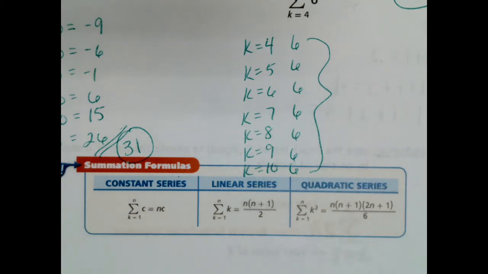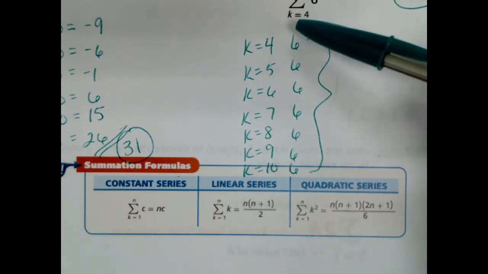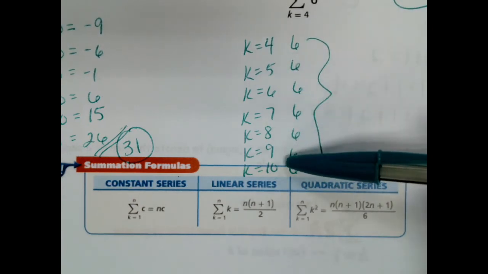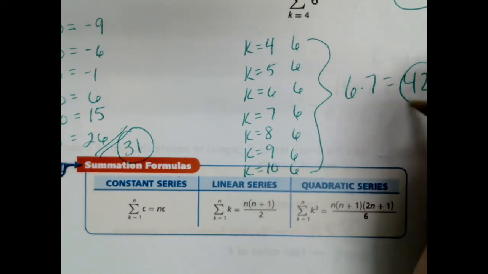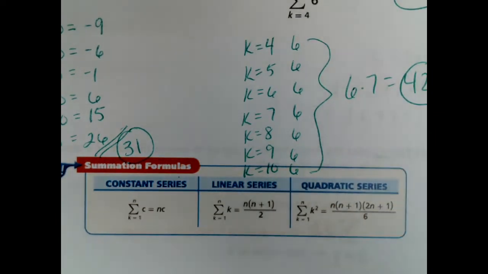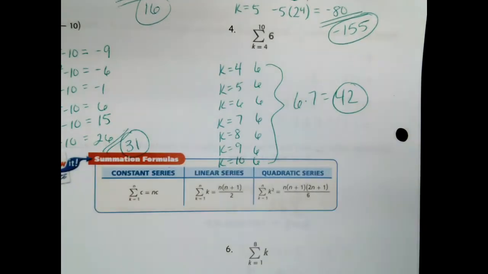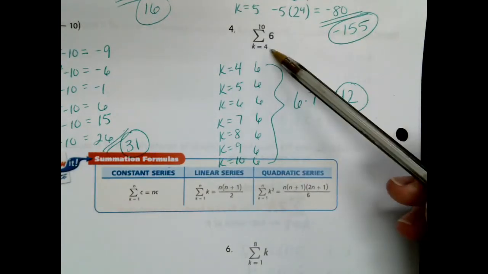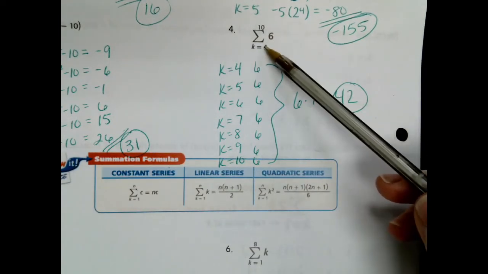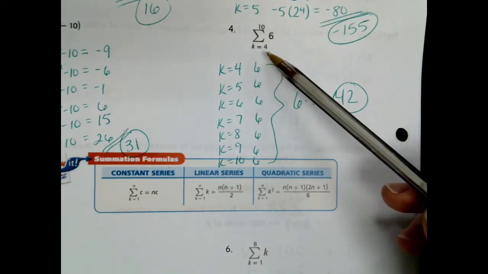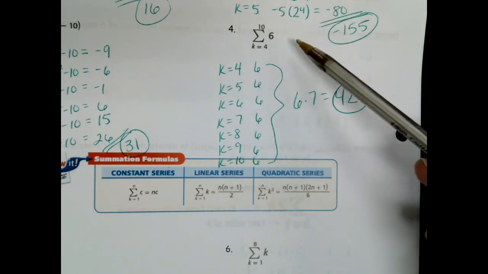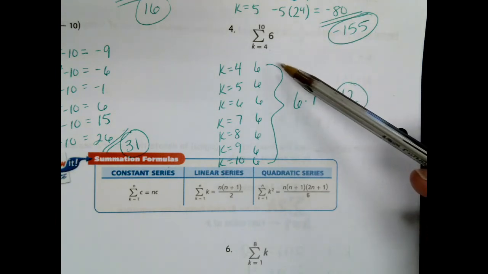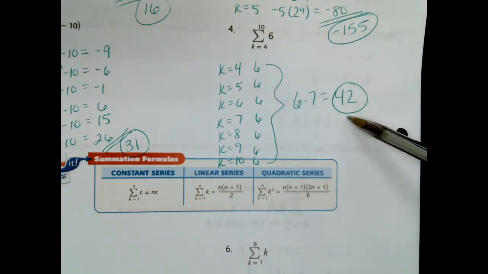36. 6 times. There is 1, 2, 3, 4, 5, 6, 7 of them. 42. Yes. All right. So one thing I want you to keep in mind, we're going from 4 to 10, but you're including the 4th term. So that's why it's 7 terms, right? There's 7 terms. All those 7 terms are the number 6. So that's why it's 6 times 7.